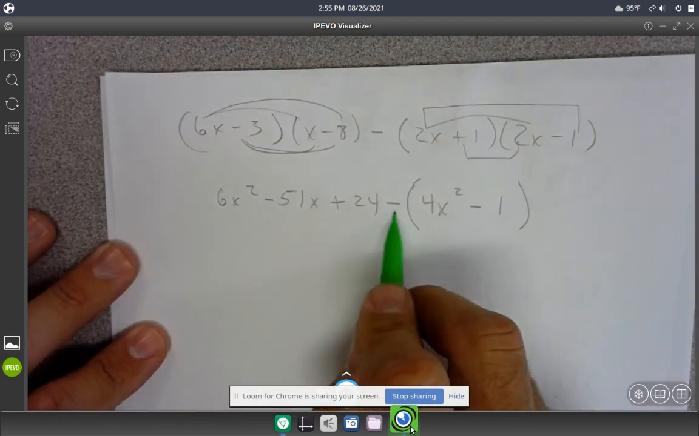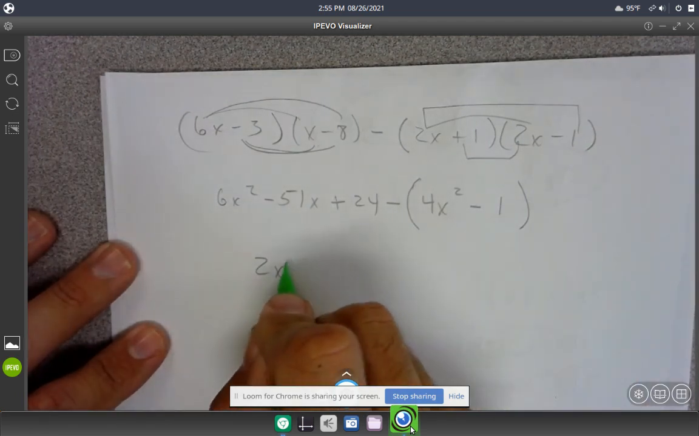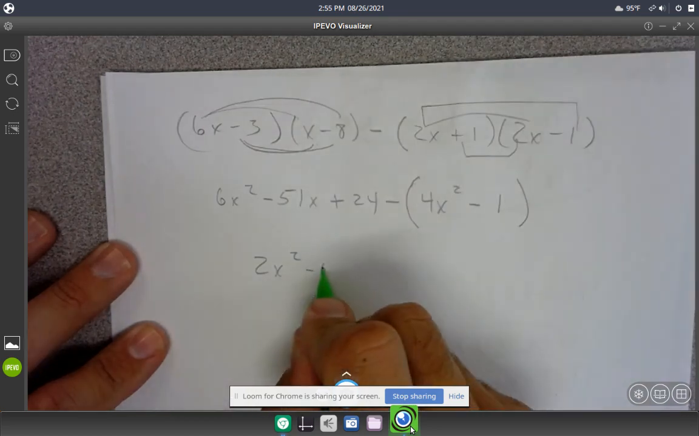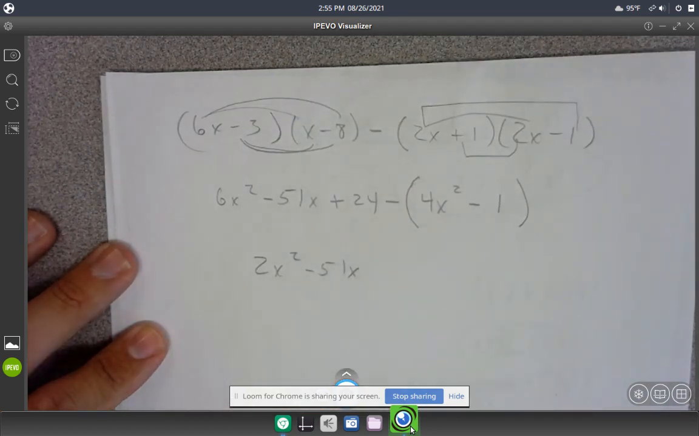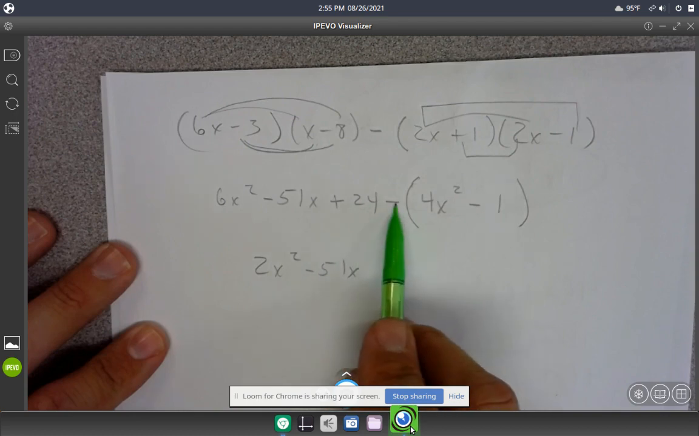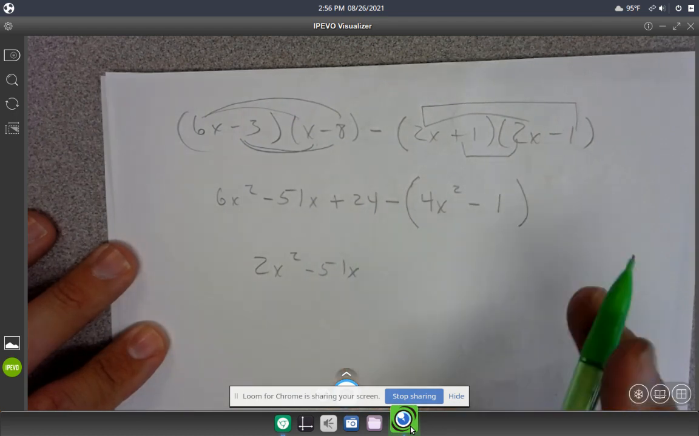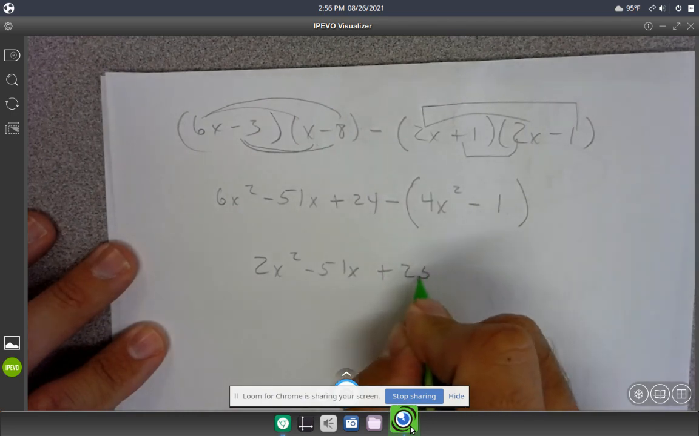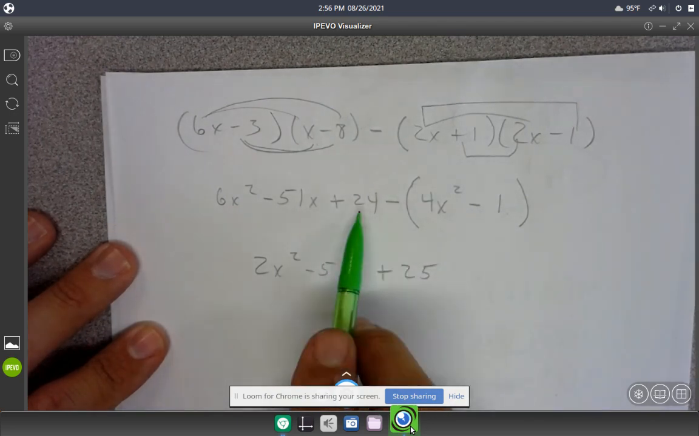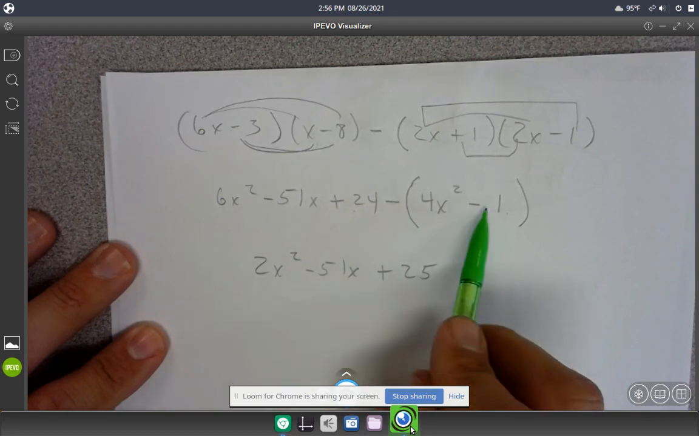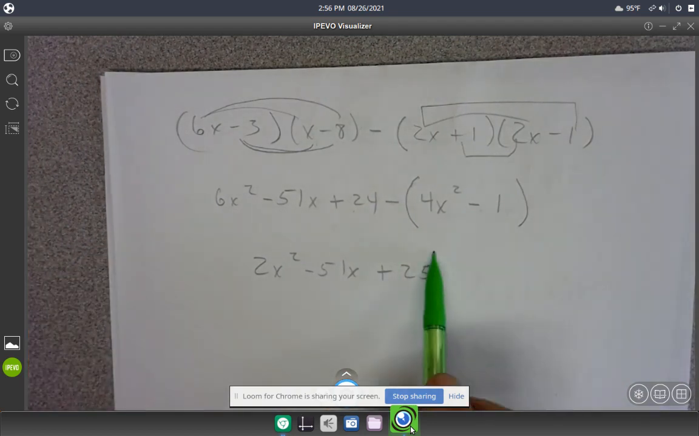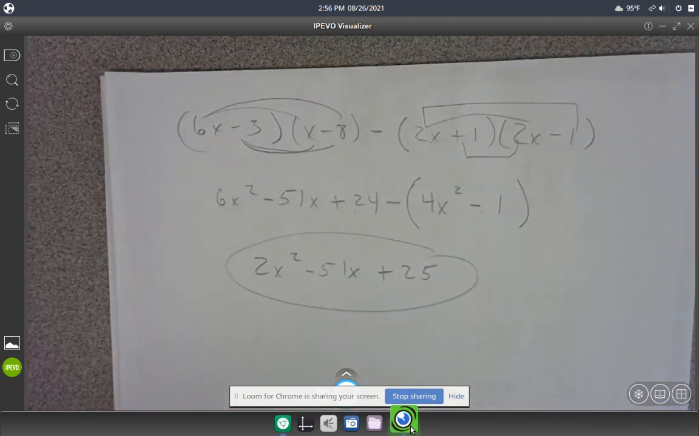So 6x squared minus 4x squared is 2x squared, minus 51x. And then you've got a negative and a negative 1. That'll make it a plus 1. So you wind up with 24, and then you're subtracting a negative 1, so it becomes a positive 25.